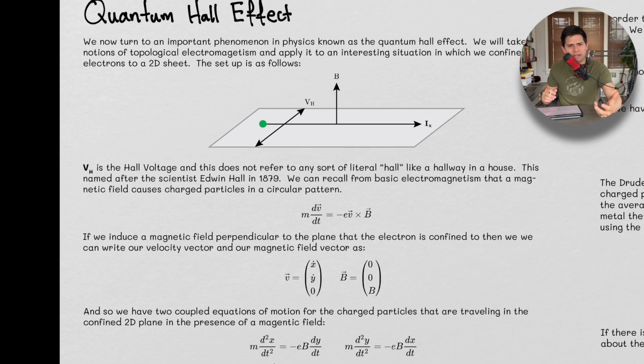And basically the effect is going to tell us that there's going to be this weird resistance that is sort of quantized when we apply an external magnetic field to a particle traveling or in a confined 2-dimensional plane. Okay? Let's see how this works.